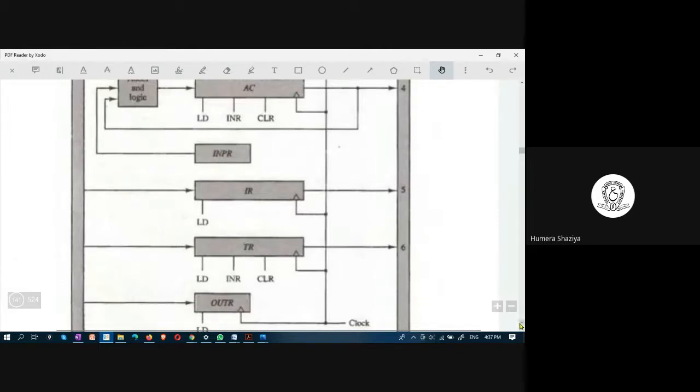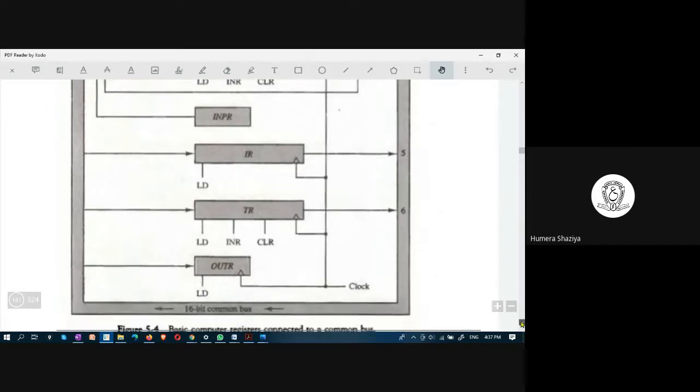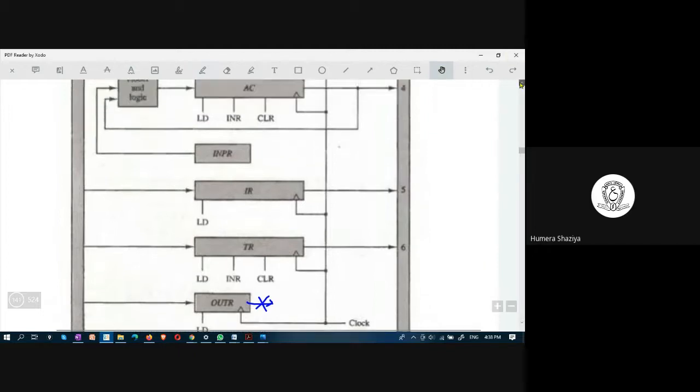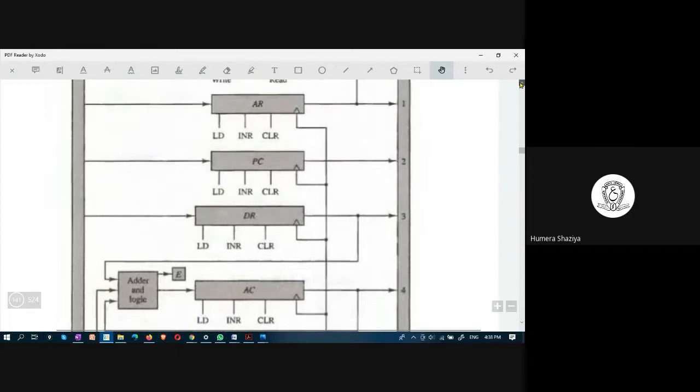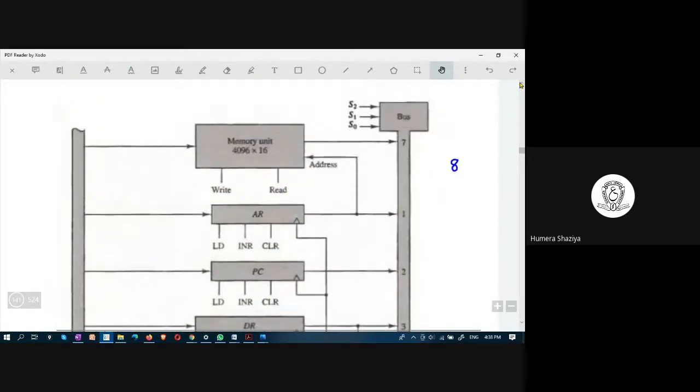Do you see any connection coming out of the output register here? This output register is just taking in, but it is not sending out. So the connections to this common bus system are from 7 registers plus 1 memory. 1 memory plus 7 registers, which is equal to 8.